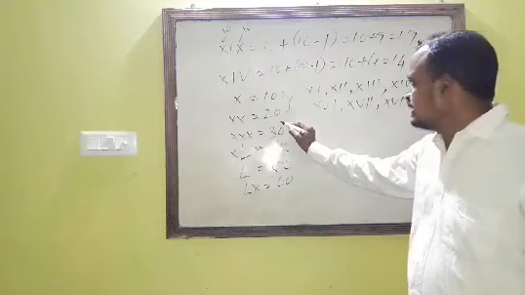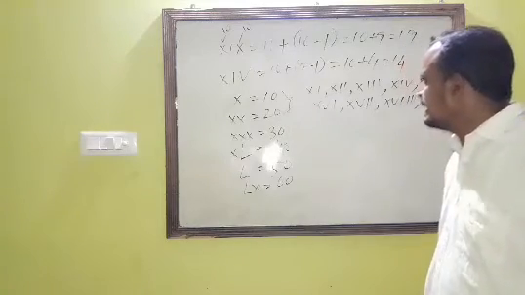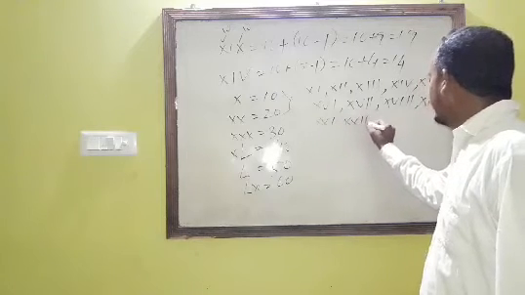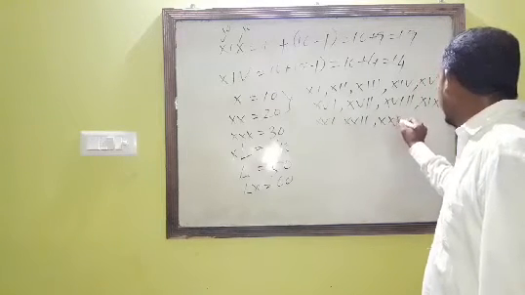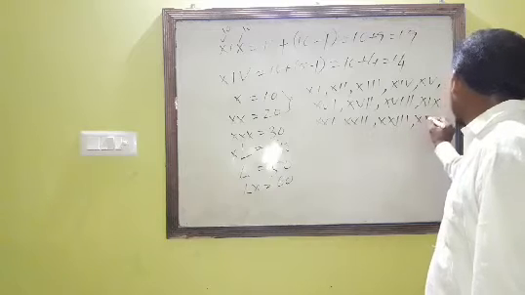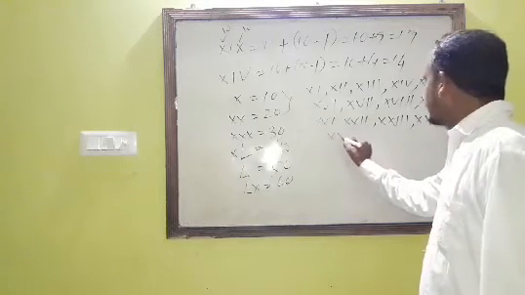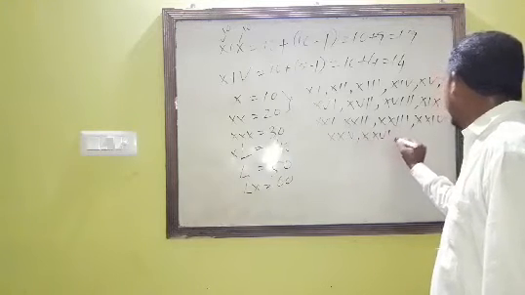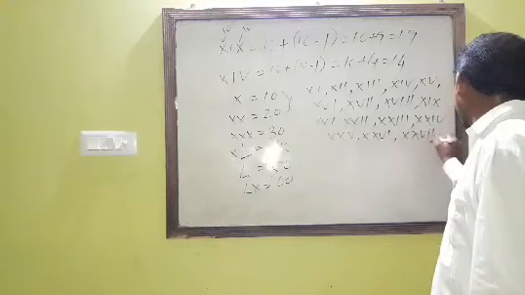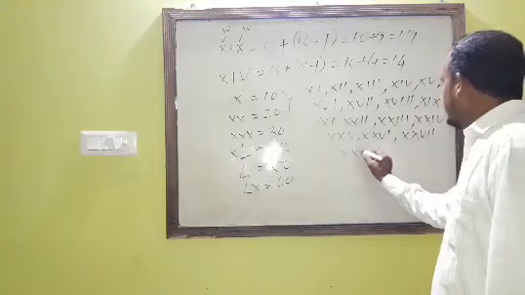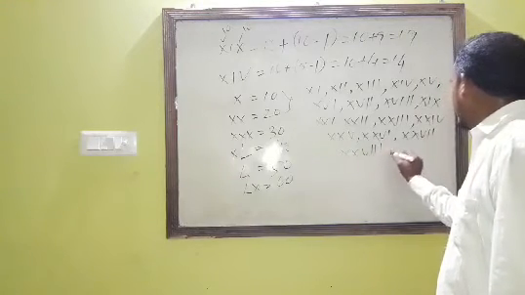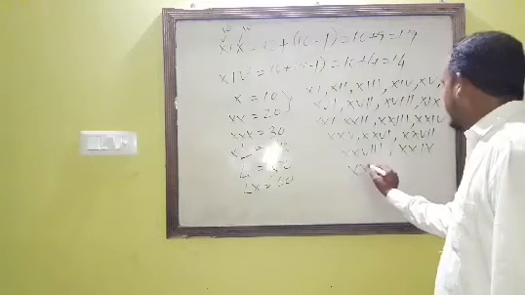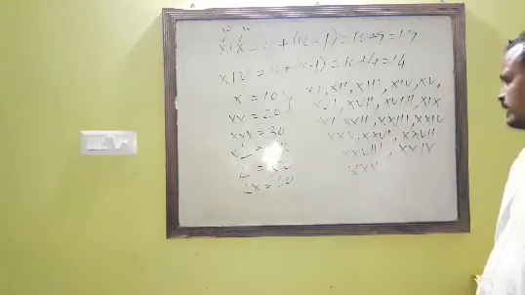Okay. Similarly, the numbers between 20 and 30 can be written as XXI, XXII, XXIII, XXIV, XXV, XXVI, XXVII, XXVIII, XXIX, then XXX. Got it?